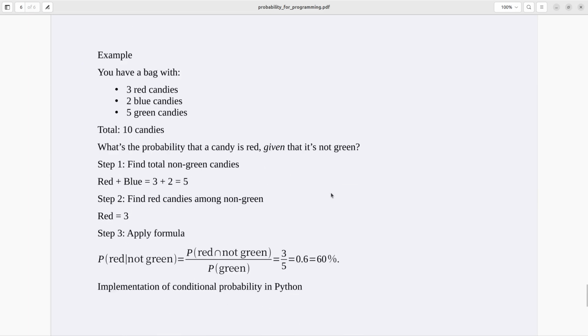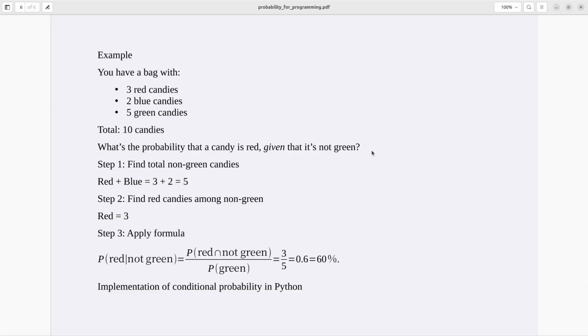So let us see the example here. Suppose we have a bag. The bag has 3 types of things: 3 red candies, 2 blue candies, and 5 green candies. Okay, so altogether we have 10 candies. So what would be the probability that a candy is red given that it is not green?